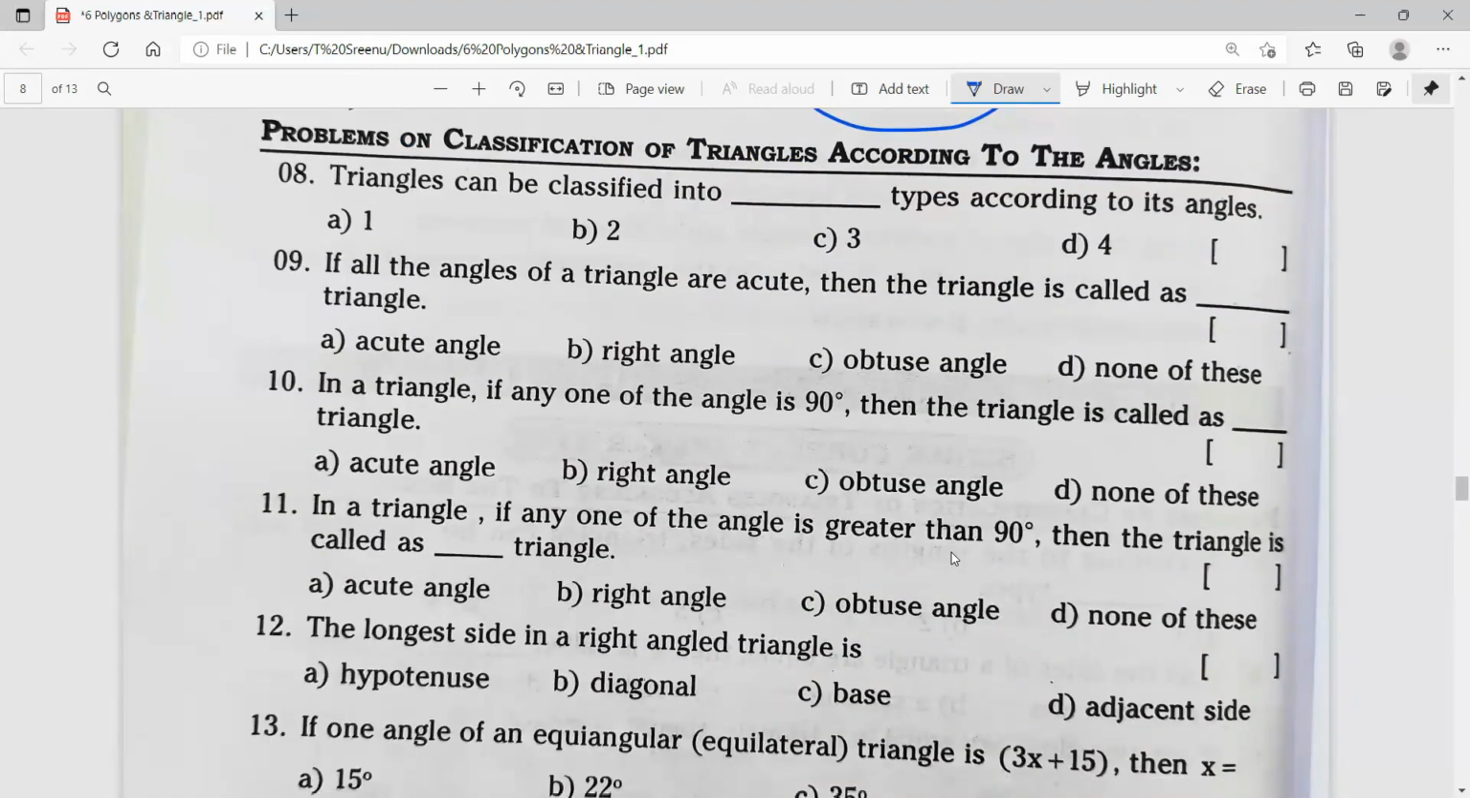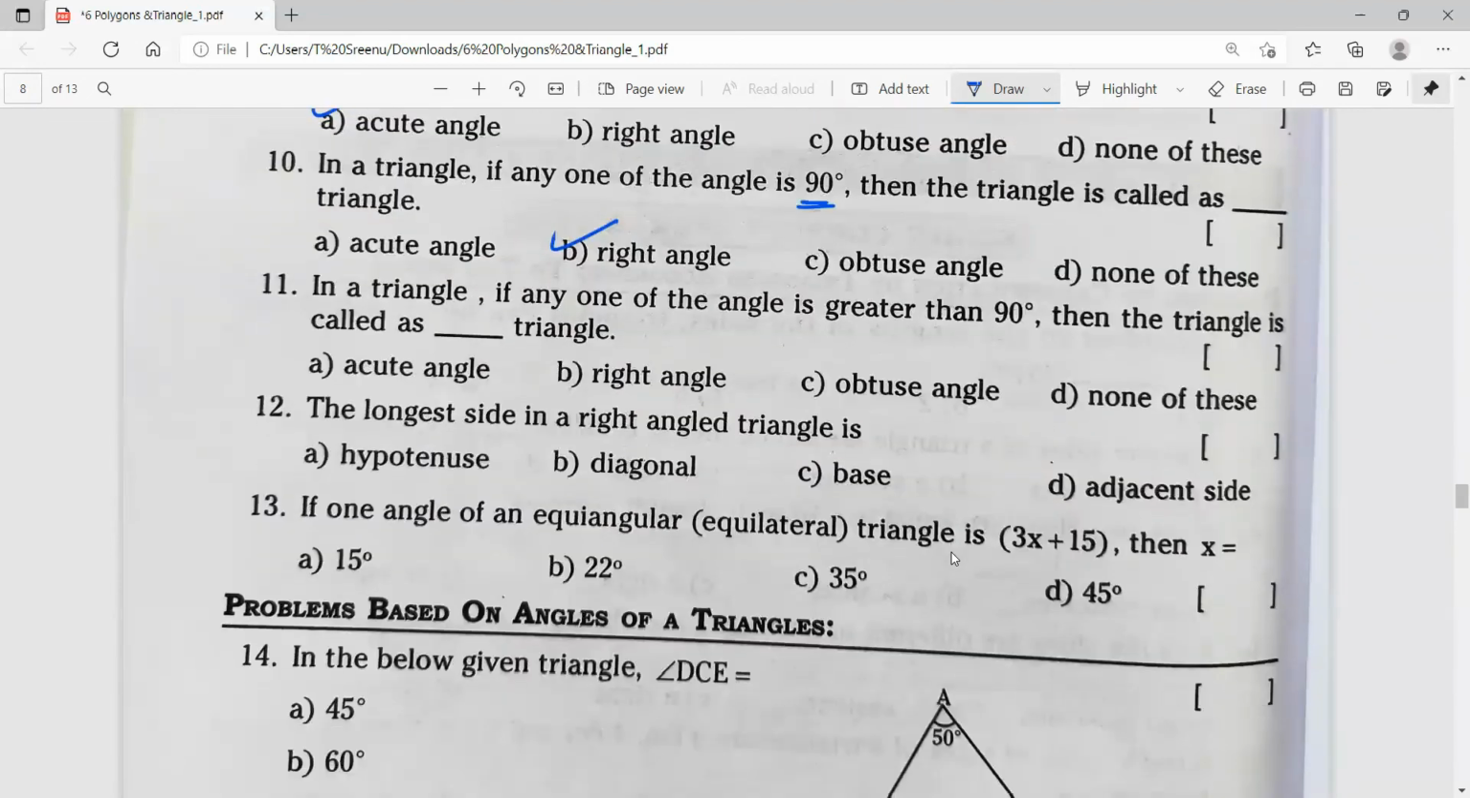Triangles can be classified into dash types according to their angles. According to the angles, basically 3: acute, obtuse, right. If the angles of a triangle are all acute, then the triangle is called an acute angle triangle. If any one angle is 90 degrees, then the triangle is called a right triangle. If any one angle is greater than 90 degrees, then we call it an obtuse angle triangle.